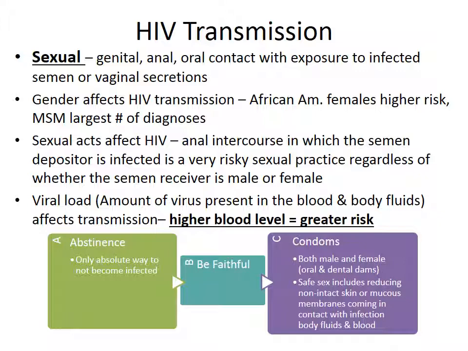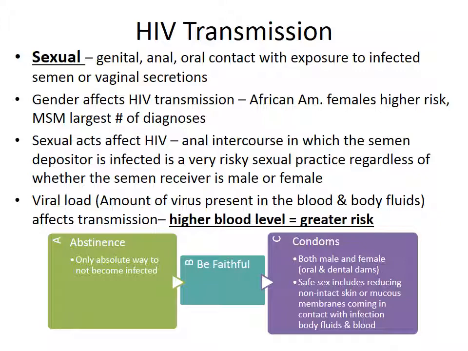Anal intercourse in which the semen depositor is infected is a very risky sexual practice, regardless of whether the semen receiver is male or female. And this is often thought to be due to the thin skin in the anal region that can be damaged or torn during sexual activity. Viral load, or the amount of virus present in the blood and body fluids, affects transmission. The higher the blood level of viral load, the greater the risk.